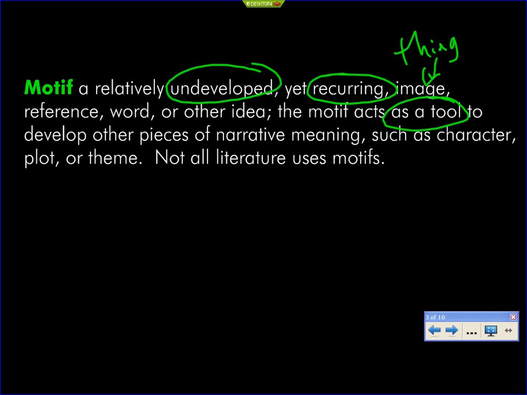It develops something else, more importantly. Sometimes it helps develop a character. In the Ring case, we're talking about the plot. In Shakespeare's case, we'll be talking about themes: how motif will be used to help develop a theme.